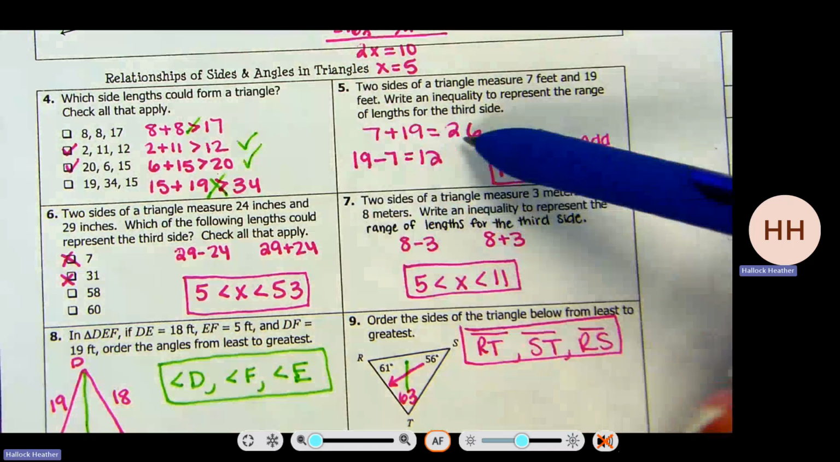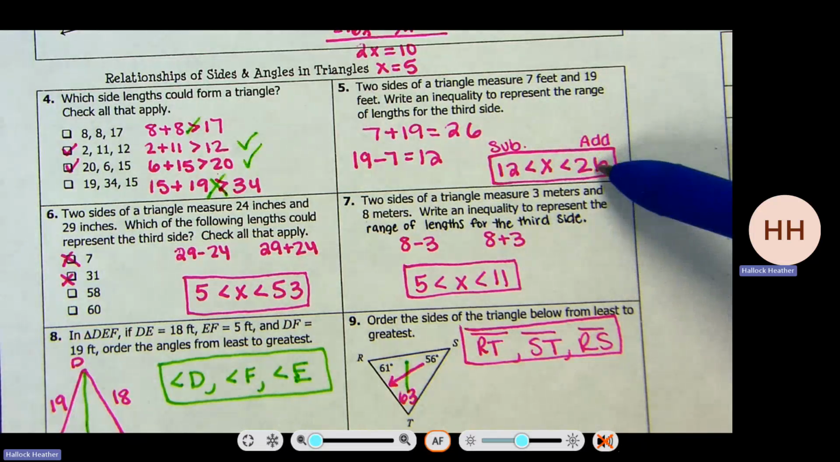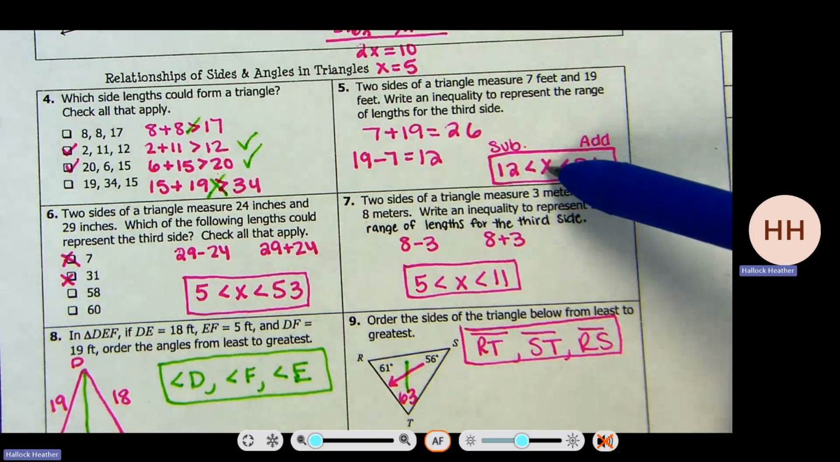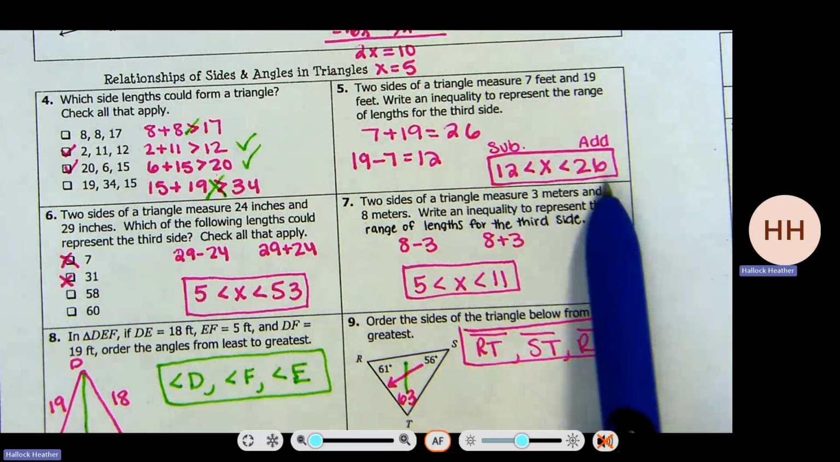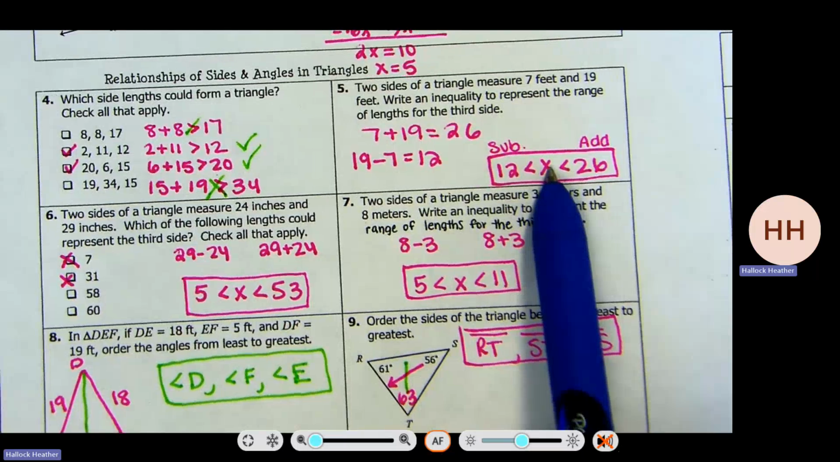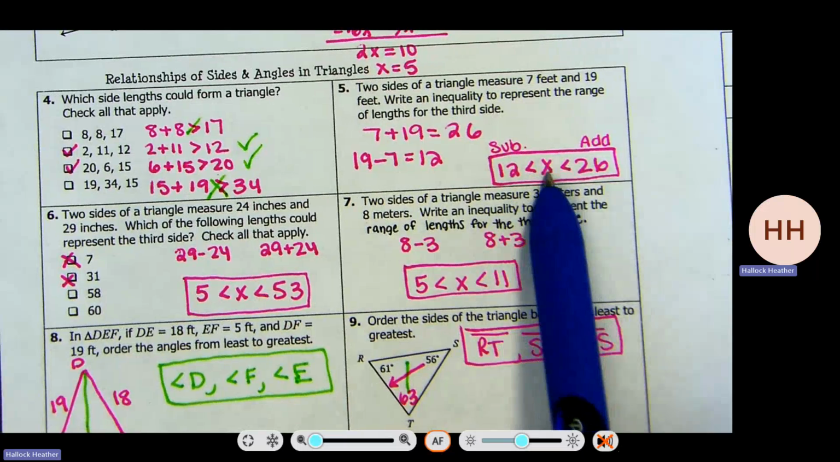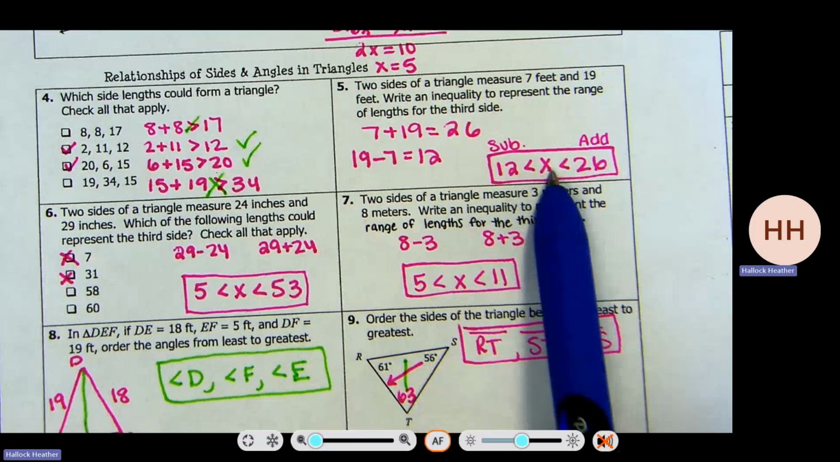Going along with this unit, this was where we subtract and we add the 2 sides to write an inequality to represent the distance for the third. So if I subtract 7 and 19, I got 12. If I add 7 and 19, I get 26, meaning the third side to the triangle could be anywhere between 12 and 26. It cannot be 12. It cannot be 26. It has to be between them.